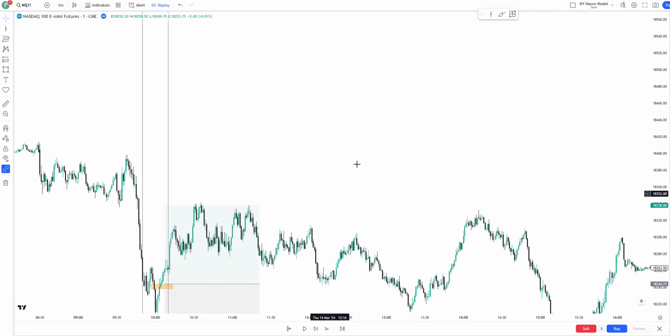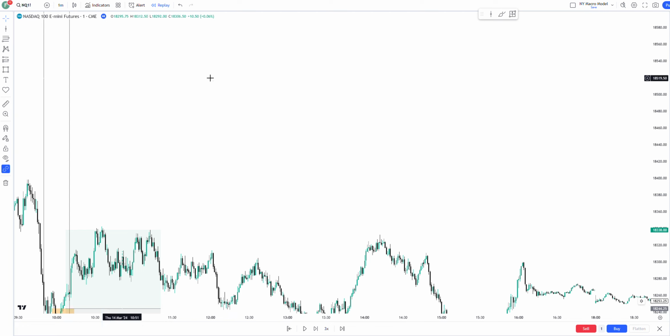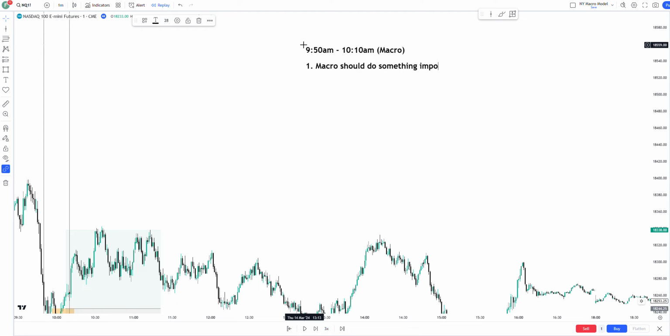So just to recap what we're talking about, we're talking about this time frame, 9:50 in the morning to 10:10 in the morning. That is classed as a macro, right? So in terms of some points, number one, the macro should do something important. If it accumulates, then leave it, right? So if the macro accumulates, then leave it, right?